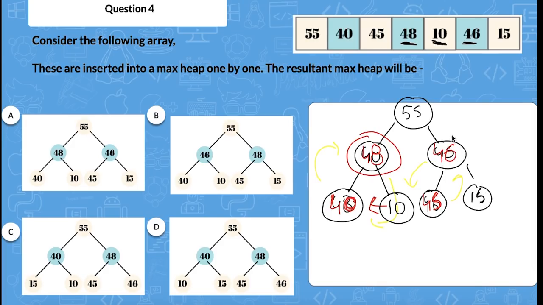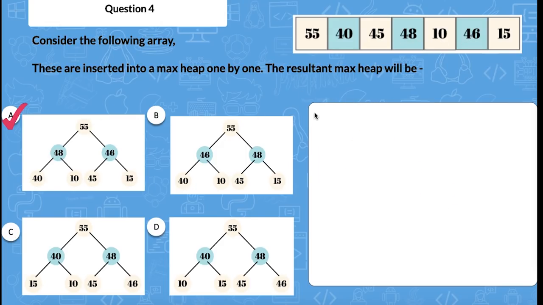So now let us look at which of the following options matches ours. In that case the answer is option A, because 55, 48, 46, 40, 10, 45, 15. So obviously this is matching the whole thing. So this is how max heap is done. This is a very important question for the TCS NQT exam. Let us take the next one.